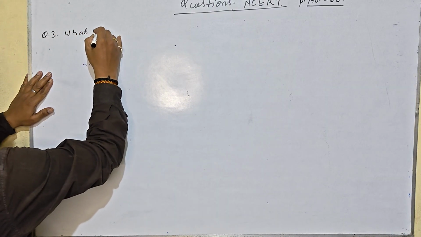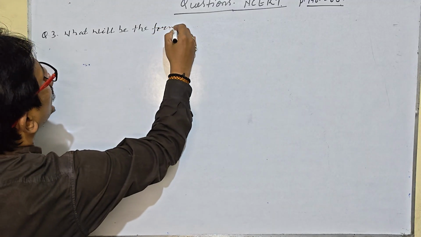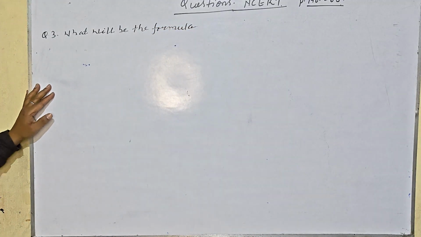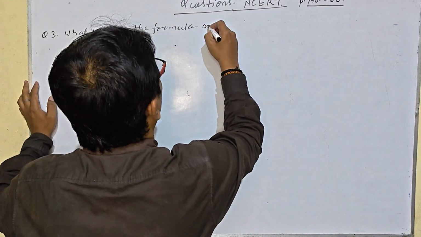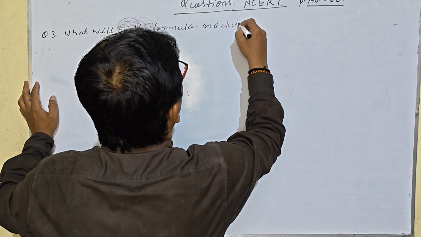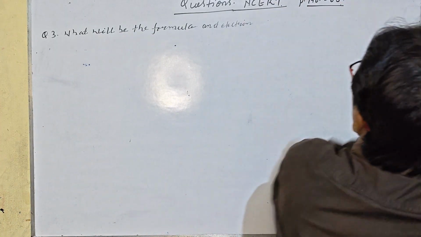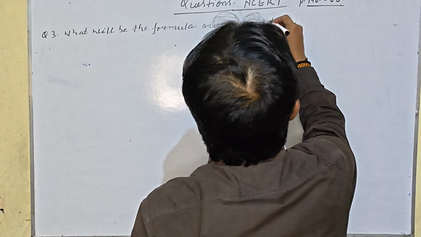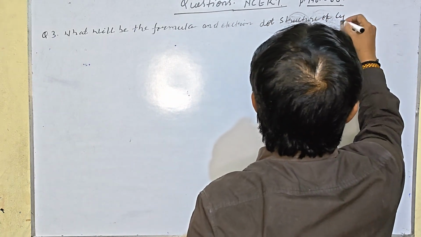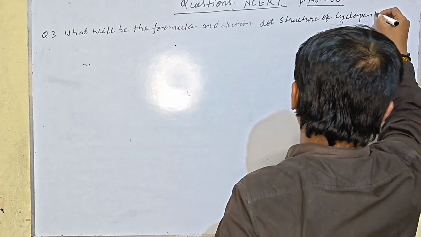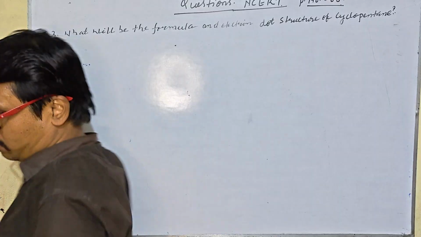What will be the formula and electron dot structure of cyclopentane? The nomenclature name is clear, but you have to draw it.